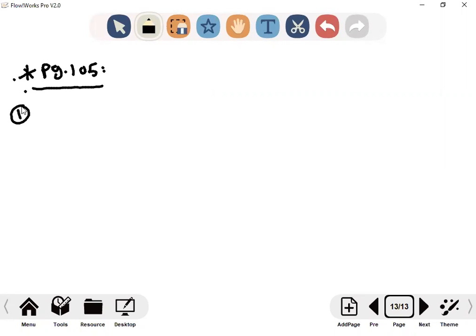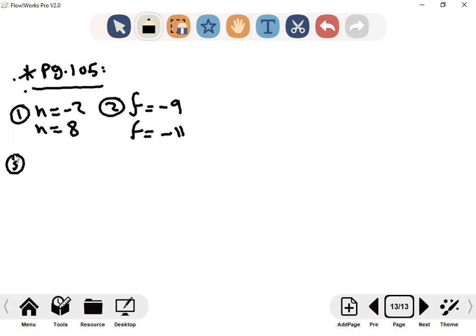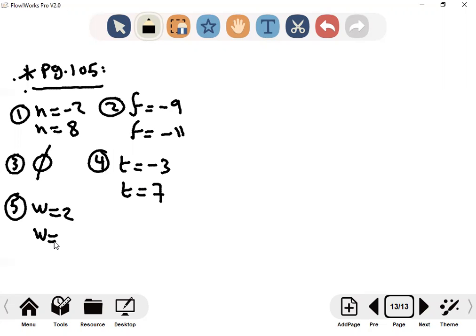Now, number one, the solutions are n equals -2 and n equals 8. Number two, f equals -9 and f equals -11. Question 3, v equals no solutions, right? Question 4, t equals -3 and t equals 7. Question 5, w equals 2 and w equals -3.25.